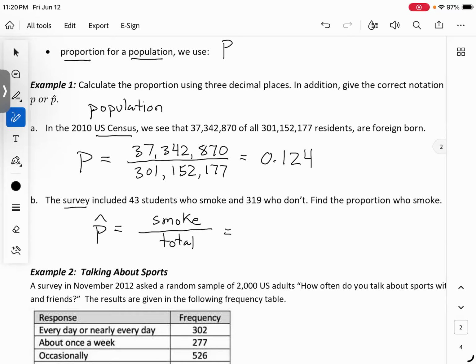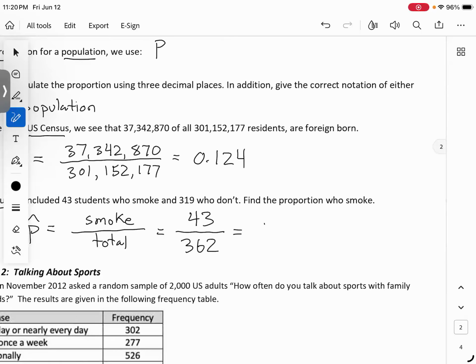All right. So note that we've got 43 who smoke and we've got 319 who don't. So you're going to need to add these up, and just take a moment to do that. 43 plus the 319, that's going to give us 362 total students. But of that total, there was 43 who smoked. And then you would do your division and you would get 0.119.